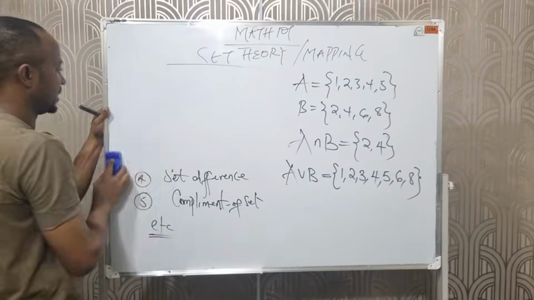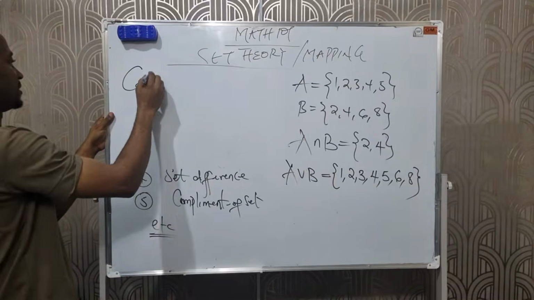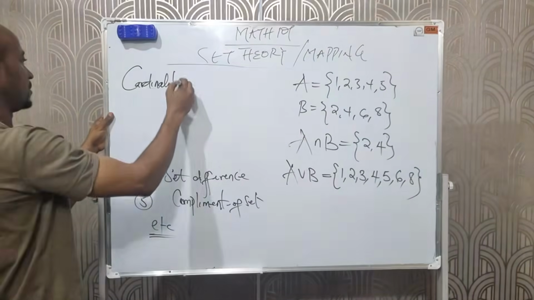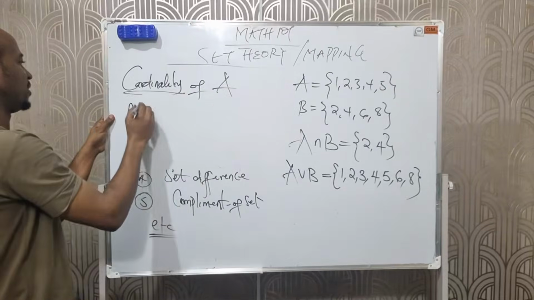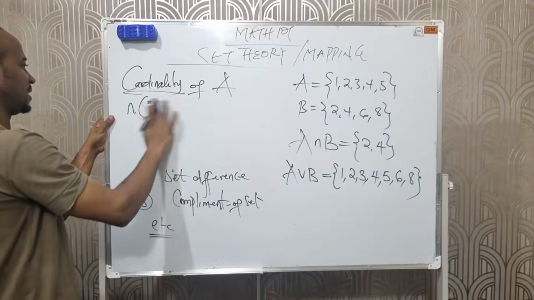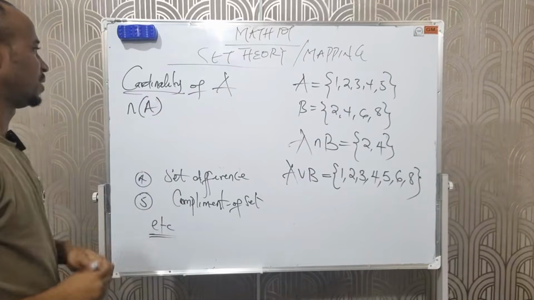Cardinality simply means the number of elements in a given set. Cardinality of set A. The symbol is what? Number of elements in A. Okay? Number of elements in A.